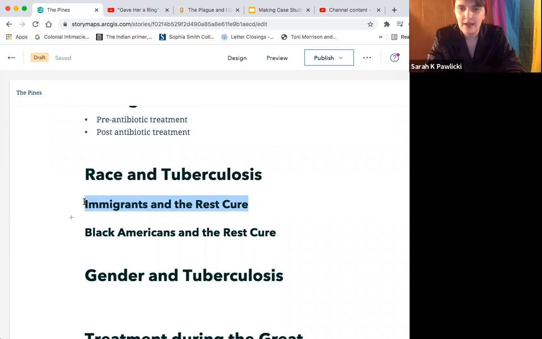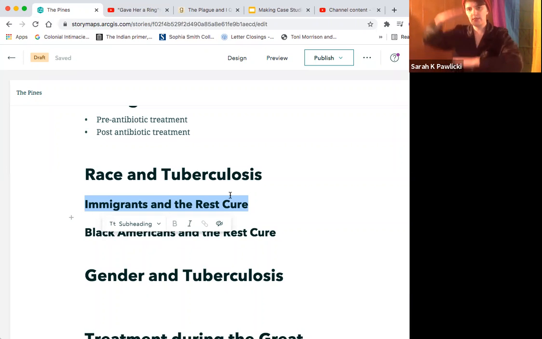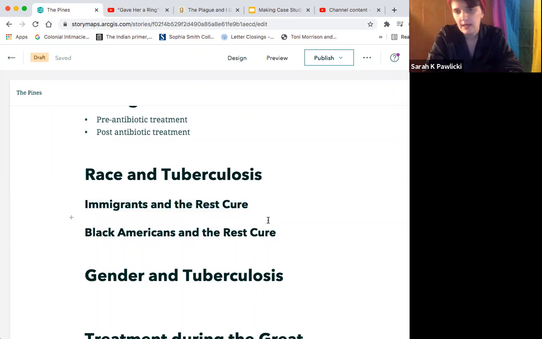And here you can have your subheadings. So this breaks the major block of text into discrete chunks within that larger theme. So for example, a subheading for race and tuberculosis might be immigrants and the rest cure, because the process of accessing the rest cure was very different for United States citizens than it was for folks who immigrated, or Black Americans and their experience of the rest cure. Often, particularly in the 1930s, 40s, 50s, tuberculosis sanitaria were extremely segregated, and that is an important thing to discuss and break down here.